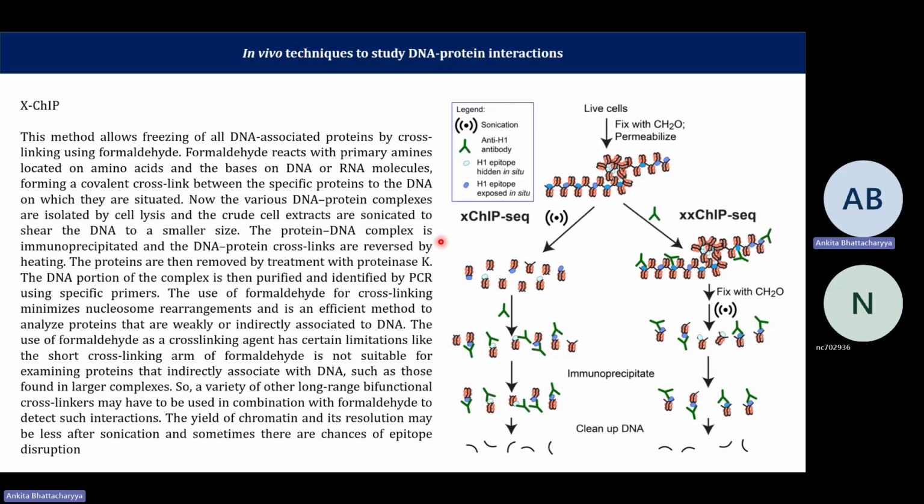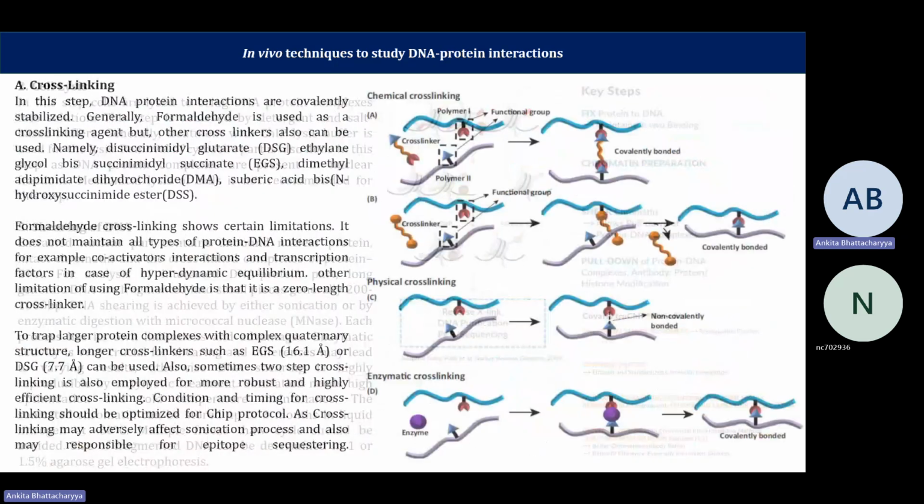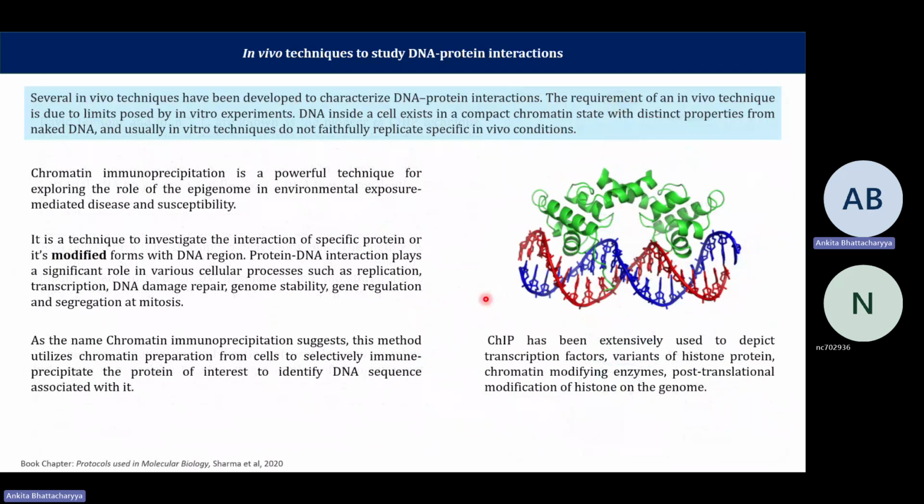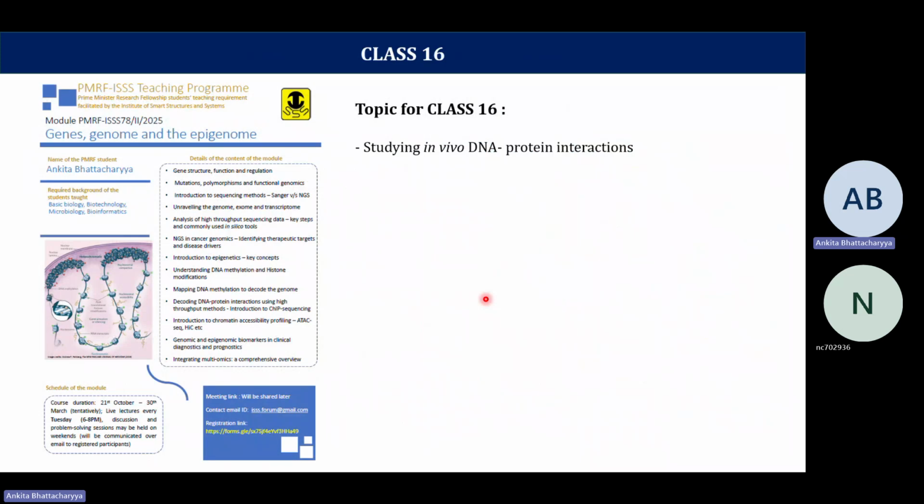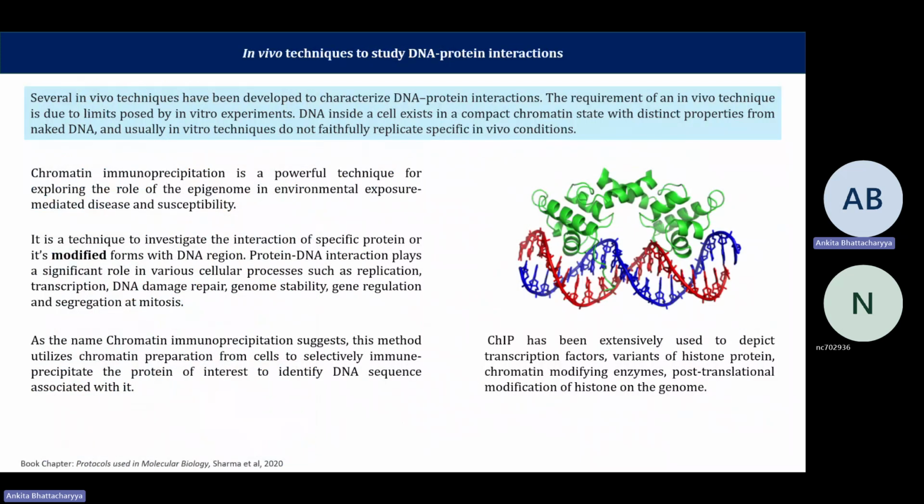So just to catch you up, we are discussing DNA protein interaction methods, in vivo techniques which are used to study DNA protein interactions. I have already covered the concept behind chromatin immunoprecipitation before we proceed with ChIP-seq. Basically, the idea is to capture the in vivo DNA protein interactions that are present under physiological conditions inside the cell. One of the methods by which you can do that is chromatin immunoprecipitation.